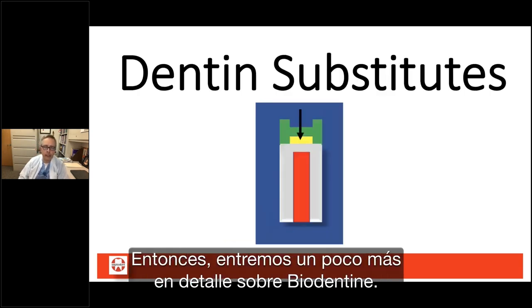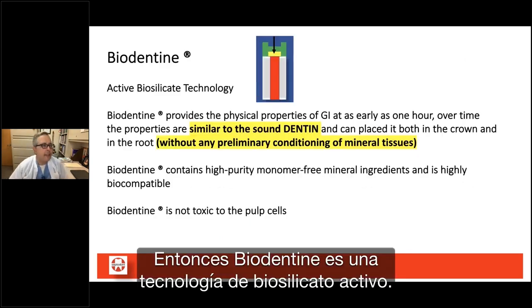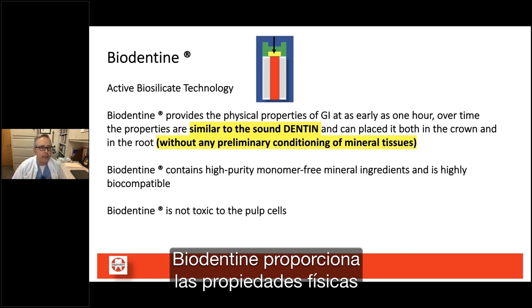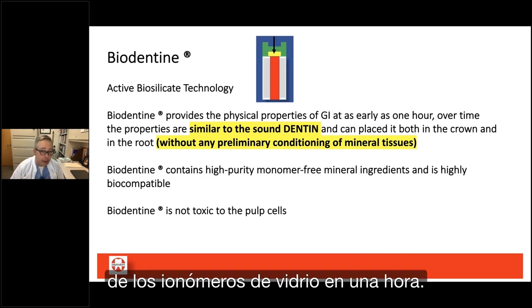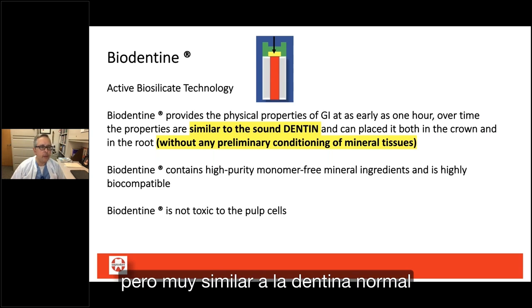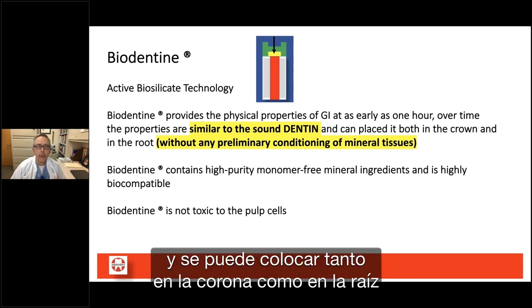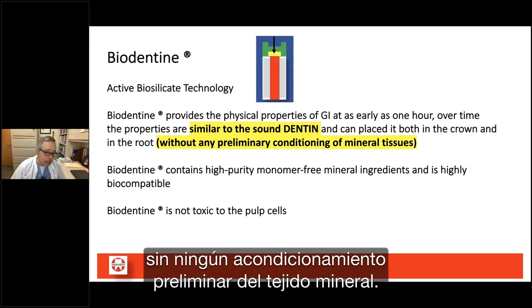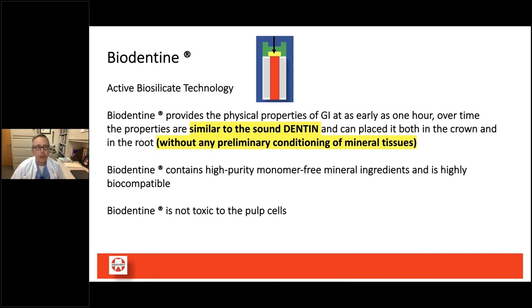So let's go into a little more detail about Biodentine. Biodentine is an active biosilicate technology. Biodentine provides the physical properties of GI as early as 1 hour over time. The properties are very similar to sound dentin, and it can be placed in both crown and root without any preliminary conditioning of the mineral tissue.